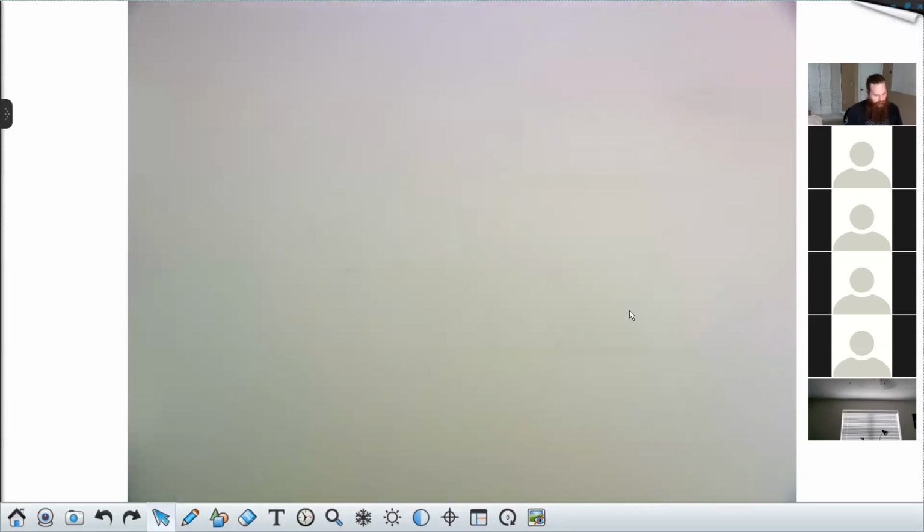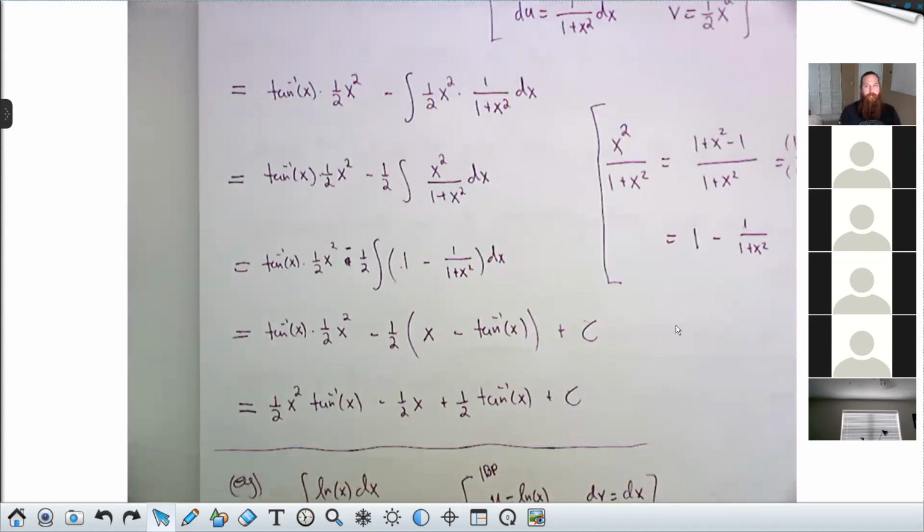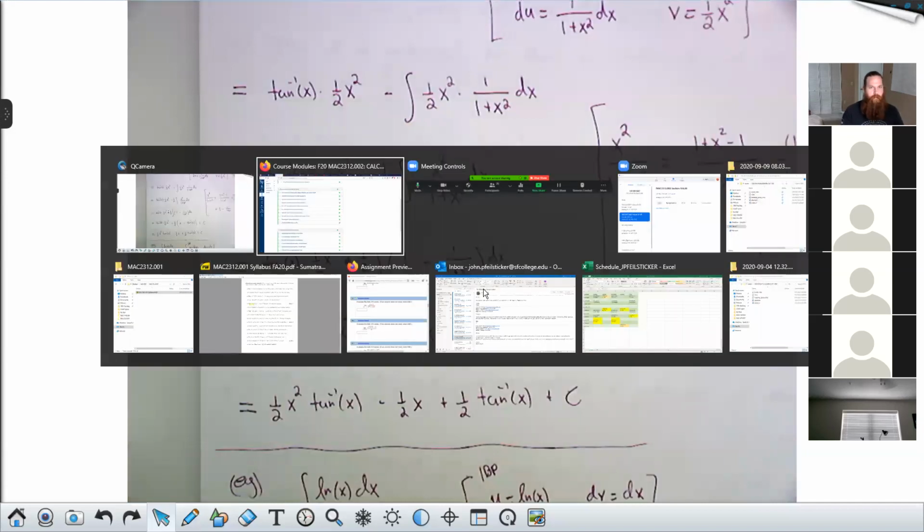Let's see. I think I might have moved that one over here. So going to here, the thing that we're doing there is polynomial long division.